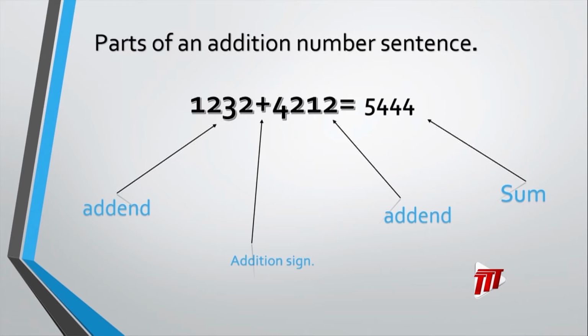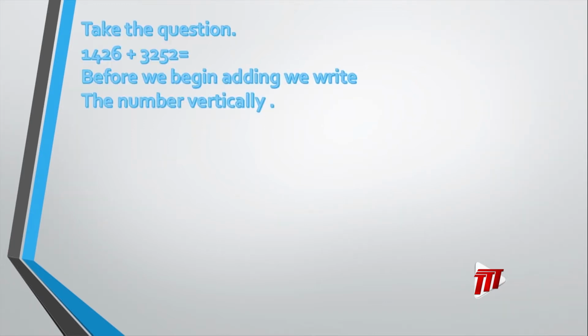And here we have what our answer would look like and how our entire addition number sentence would look when it's completed. So we have 1,232 add 4,212 is equal to 5,444. Very good. So here we have an addition number sentence that has been written horizontally. And what I mean by horizontally, it's across. It's like the horizon. You see how the horizon line goes across? That's what I mean by horizontally.